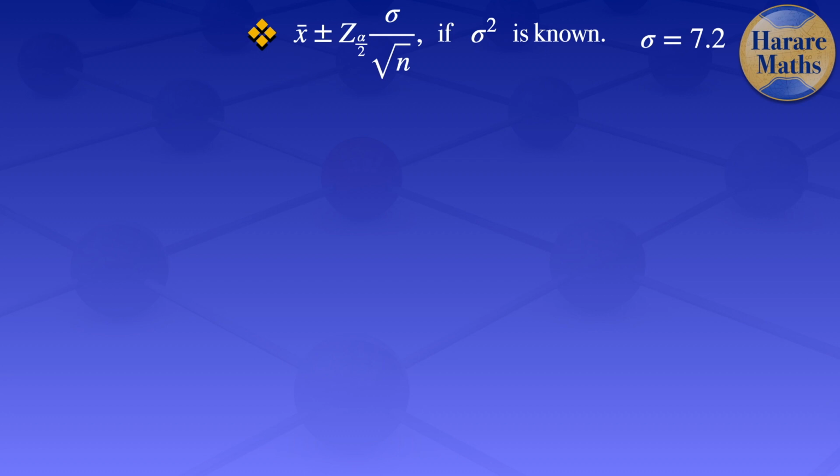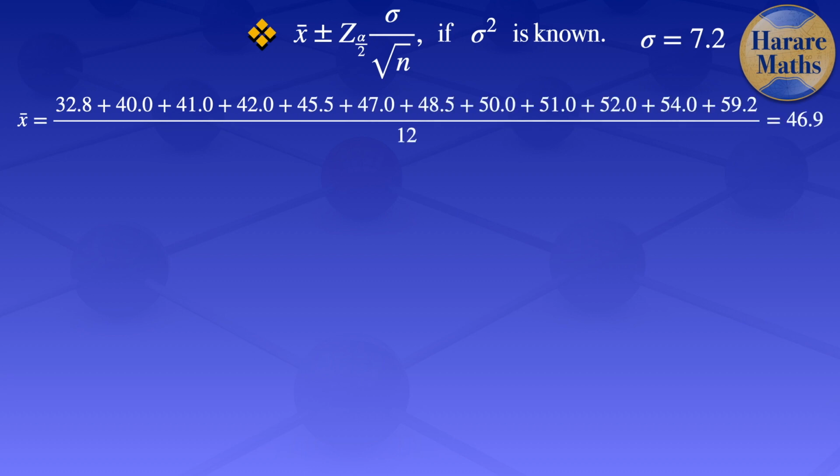So we'll just add those ages that we are given, and there are 12 of them, so we'll divide by 12. That will be our n. So the x bar is 32.8 plus 40 plus 41 plus 42 plus 45.5 plus 47 plus 48.5 plus 50 plus 51 plus 52 plus 54 plus 59.2. Then we divide by 12, and that will give us 46.9. So that's our x bar.